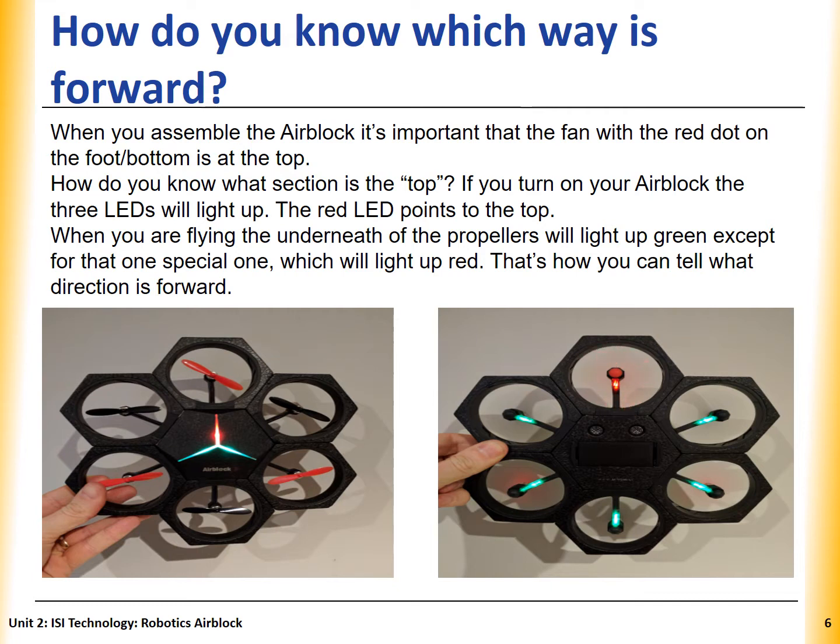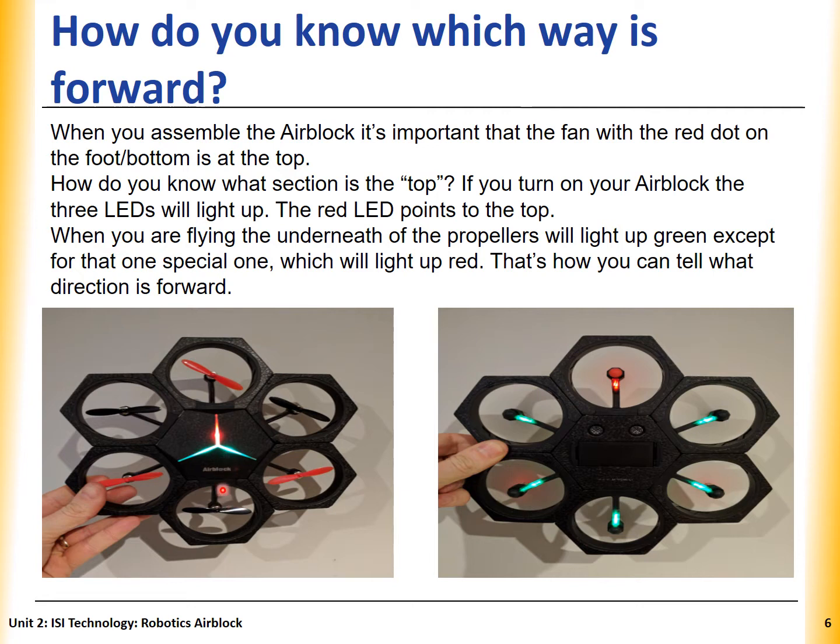Okay, let's read. When you assemble the Airblock, it's important that the fan with the red dot on the foot button is at the top. See, this is the red dot button. It should be on the top. Means forward. How do you know what section is the top? If you turn on your Airblock, the three LEDs will light up. The red LED points to the top. If you look here in this control unit, you will see that this is the forward direction and this is the backwards.